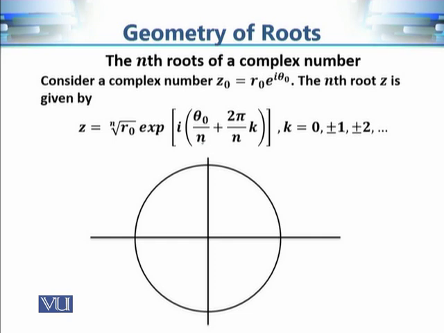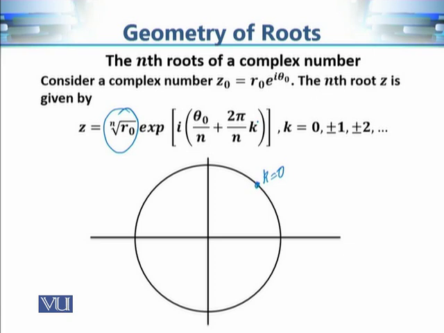When I consider k is equal to 0, then it's going to give me a complex number which is going to be on a circle of radius nth root of r0. This is the radius of the circle, and we can observe that all of these nth roots are going to be on the same circle. Now let's consider the geometry of these nth roots. So let's say this is the value for k is equal to 0.